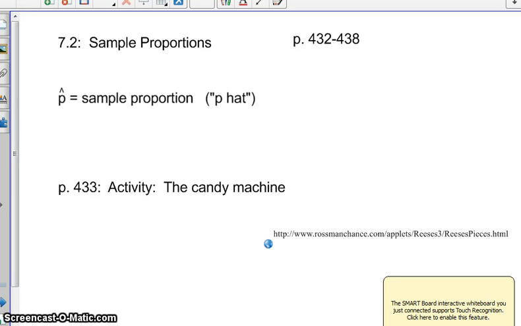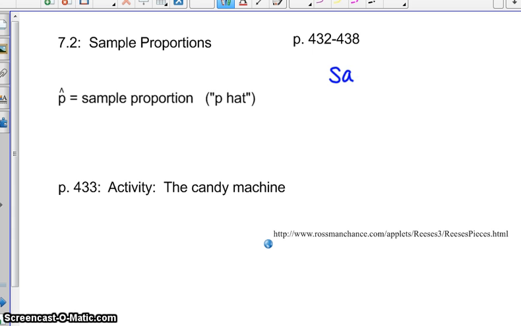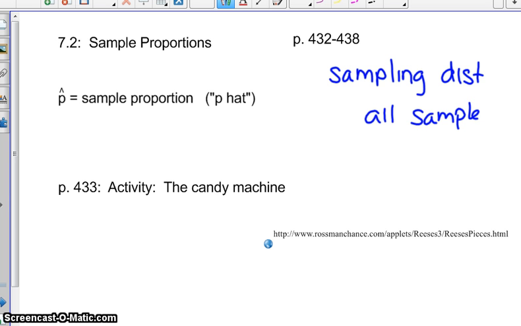Okay, the next place we're going to jump into is in section 7.2. We're going to get into what we call sample proportions. This continues from the idea of a sampling distribution again, which we looked at in the last section. Again, remember, a sampling distribution is all samples, actually I should slide in all possible samples of some size from the same population.